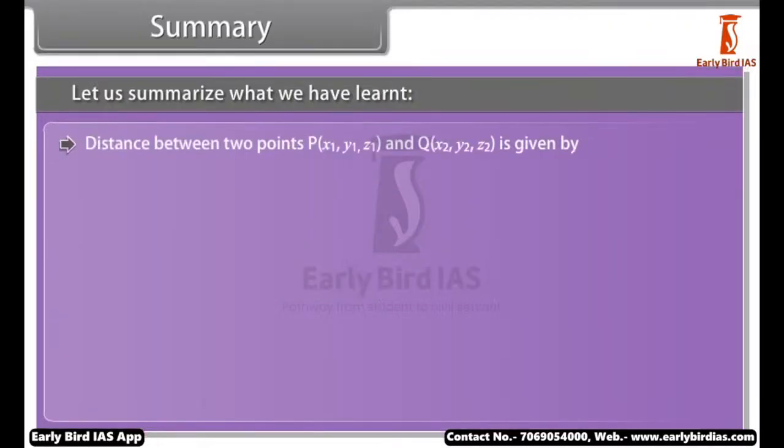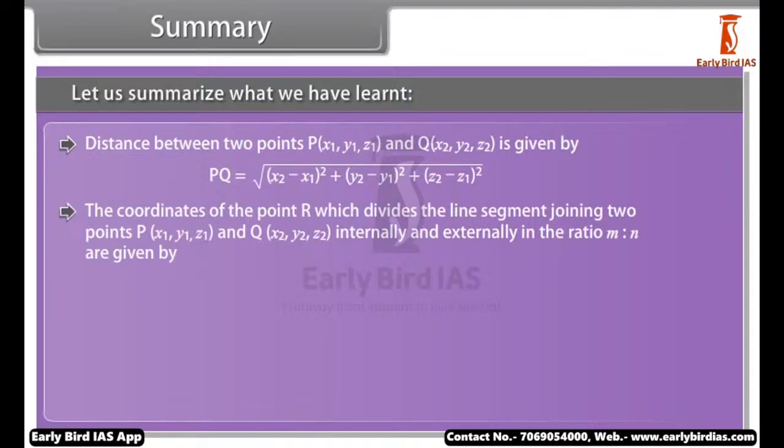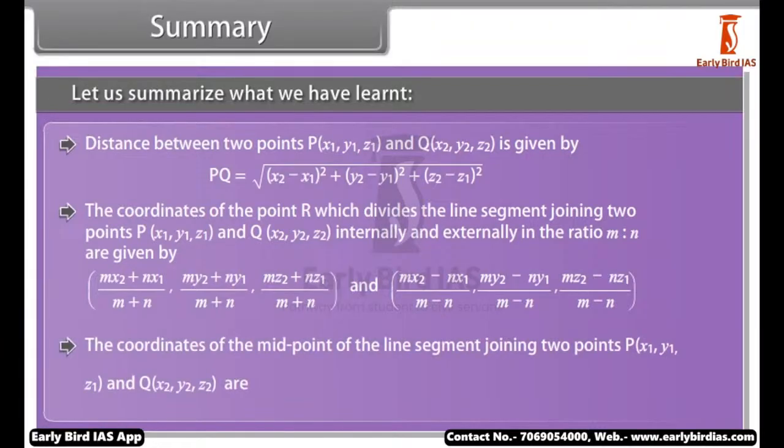Distance between 2 points P (x1, y1, z1) and Q (x2, y2, z2) is given by the distance formula. The coordinates of the point R, which divides the line segment joining 2 points P (x1, y1, z1) and Q (x2, y2, z2) internally and externally in the ratio m:n, are given by the section formulas, and the coordinates of the midpoint of the line segment joining 2 points P (x1, y1, z1) and Q (x2, y2, z2) are given by the midpoint formula.